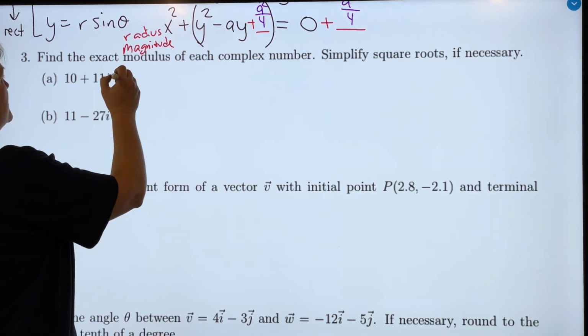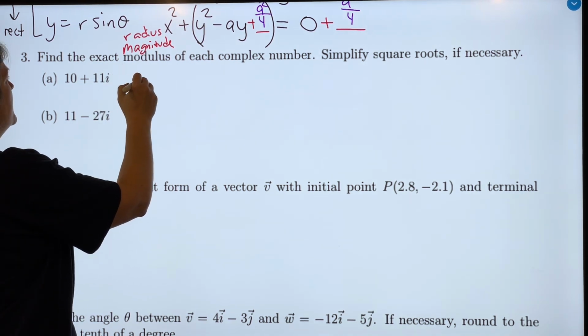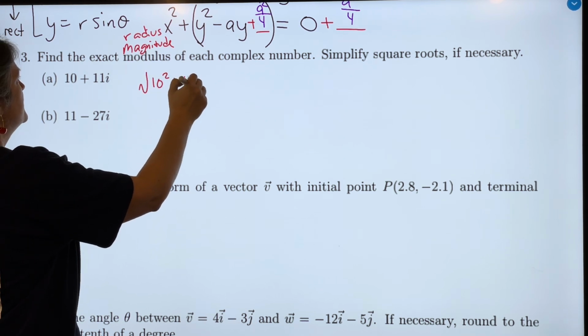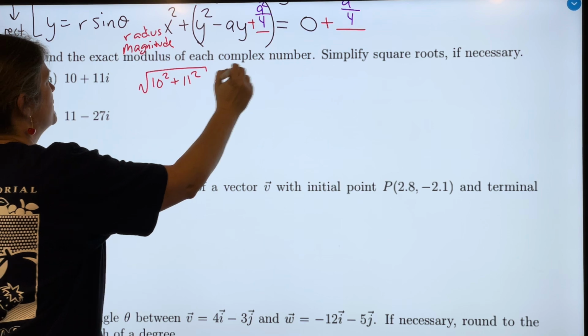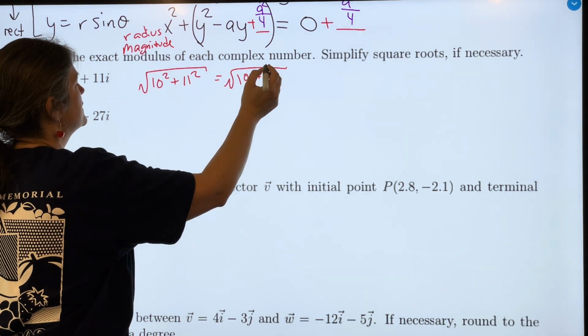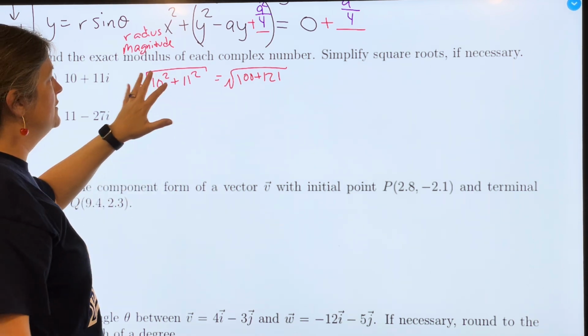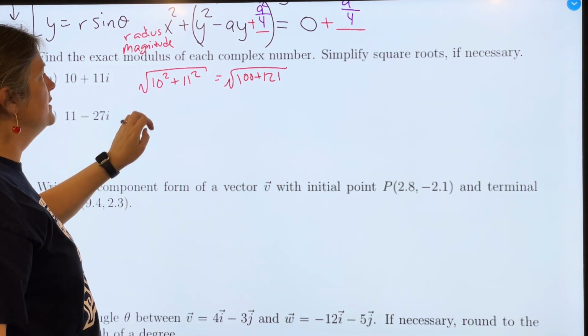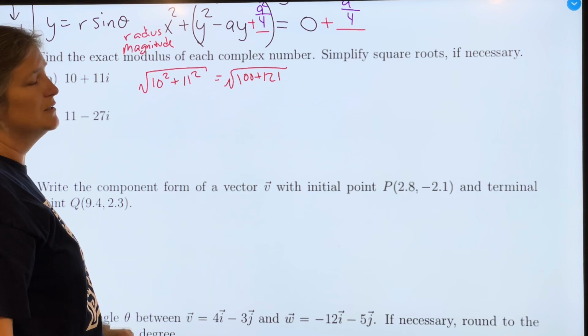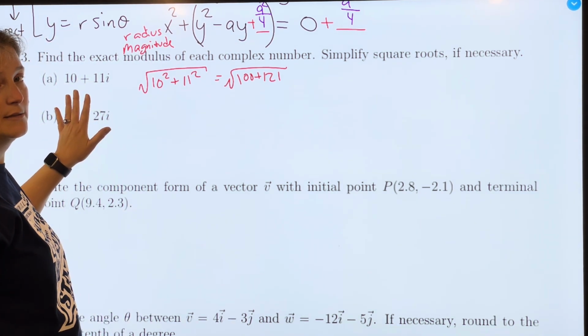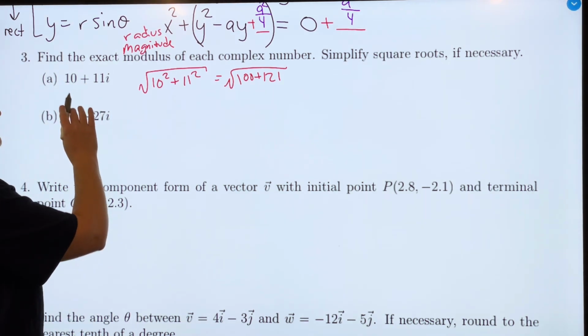So finding this modulus is to take the square root of 10 squared plus 11 squared, which is the square root of 100 plus 121. Now there are still a couple of you I've seen in your scratch notebook that immediately took the square root of 10 squared and the square root of 11 squared, and you're like, it's 21. It can't possibly be 21.